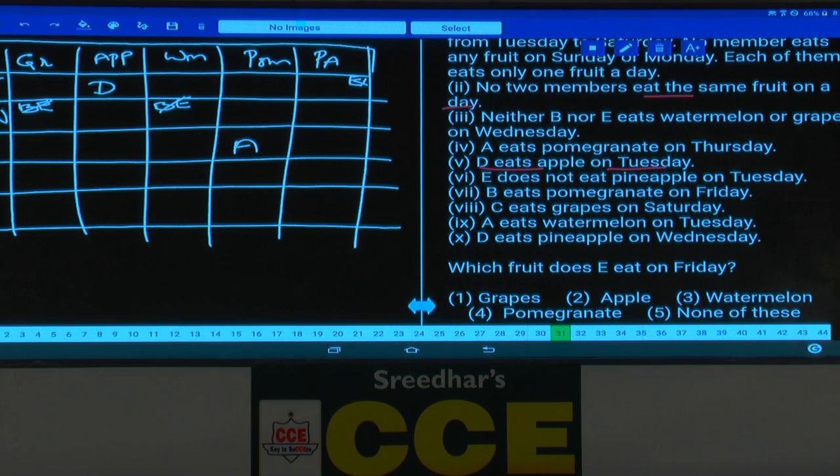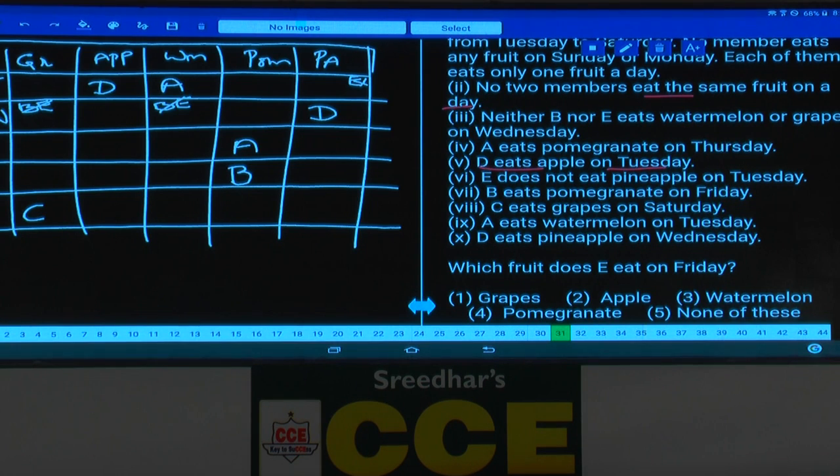The next one, B eats pomegranate on Friday. Friday, pomegranate, who is that person? B. C eats grapes on Saturday. Saturday, who is that person? C. A eats watermelon on Tuesday. Tuesday, watermelon, who is that person? A. And next one, D eats pineapple on Wednesday. Pineapple, D on Wednesday, hence D must be here. This is the information provided, isn't it?